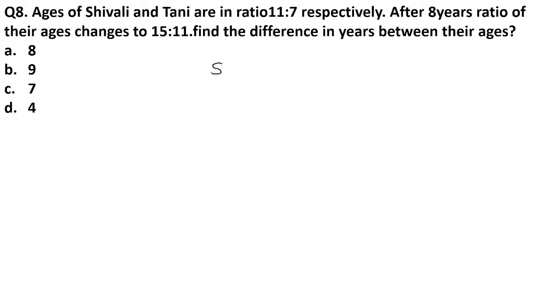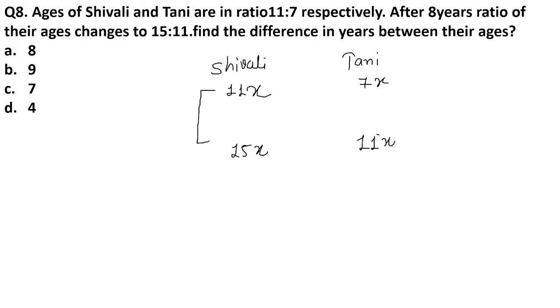Please understand this question once again. Current age for Shivali and Tani was 11 and 7, that is 11x and 7x, correct? Later on, their age changed to 15x and 11x. Okay. This happened when, students? After 8 years. After 8 years on both sides, correct? On both sides, it means on Shivali's side as well as Tani's side.